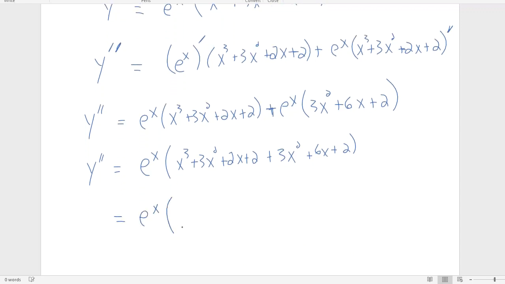And then I'll go ahead and combine like terms within that factor that we end up with. So let's see, I only have one x cubed term. I have 3x squared and 3x squared. That's 6x squared. 2x and 6x is 8x, and then 2 plus 2 is 4. So here would be my second derivative for that particular function.